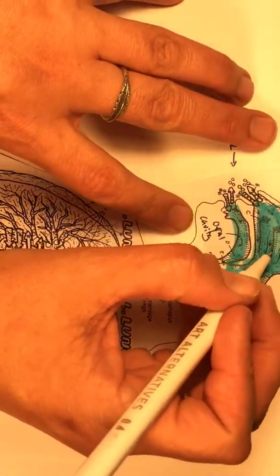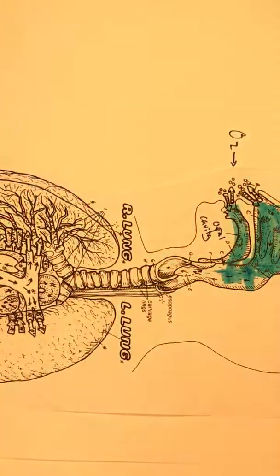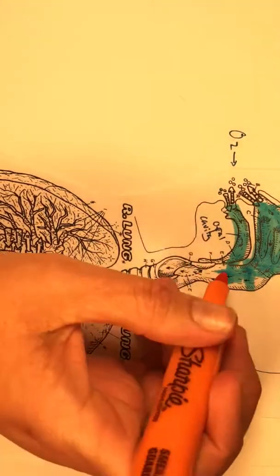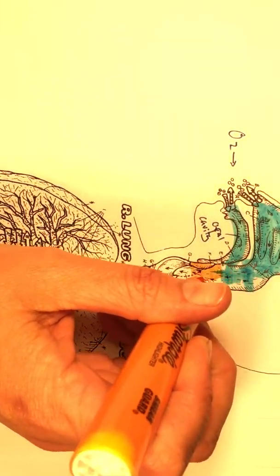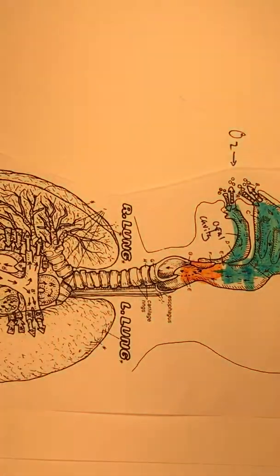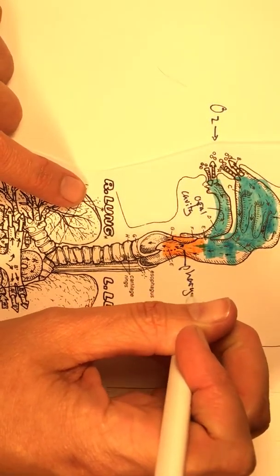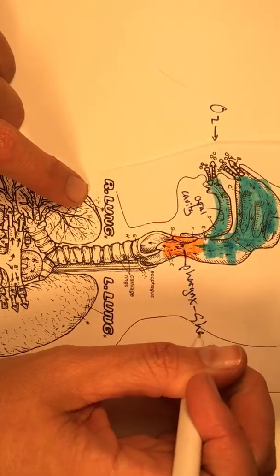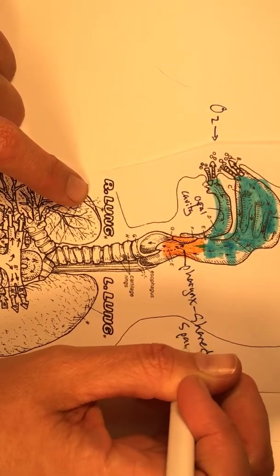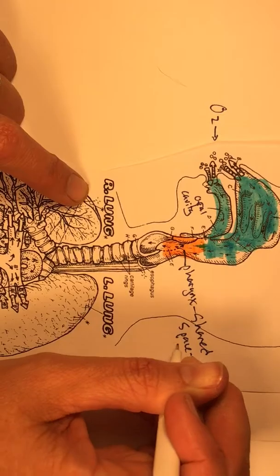Now we've gone through either the nasal or the oral cavity. Where do we go next? We hit the pharynx. We've talked about the pharynx. The pharynx is that shared space with the digestive system.